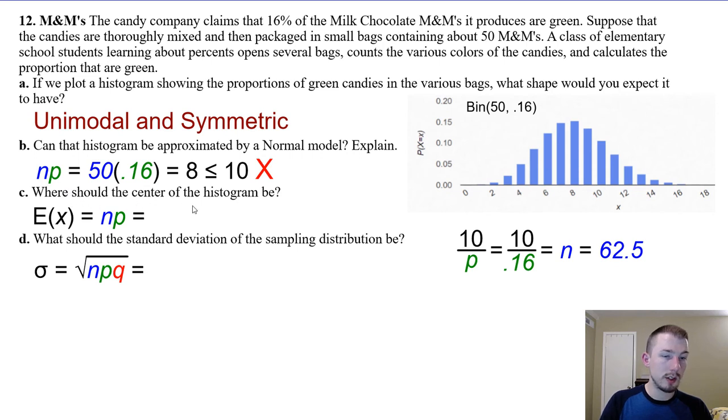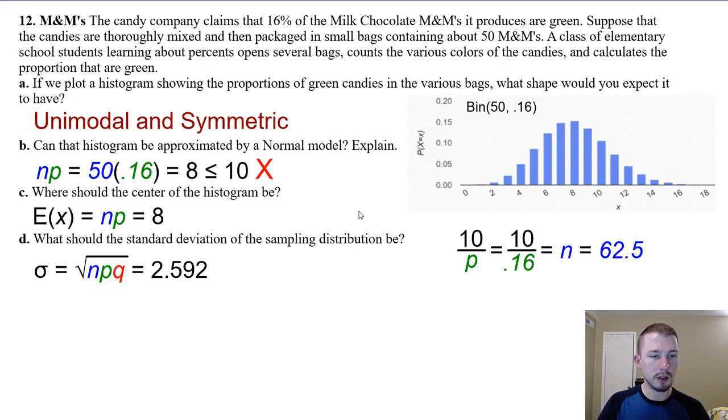So where should the center of the histogram be for our binomial? Well, n times p we said was 8, right? So it'd be centered at 8, with a standard deviation of the square root of n times p times q. So we're not doing this as proportions. This is actually still sticking with the binomial for a moment here. So that would be a standard deviation of 2.6 essentially.